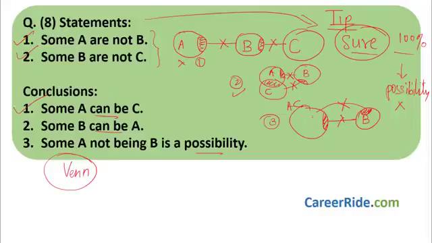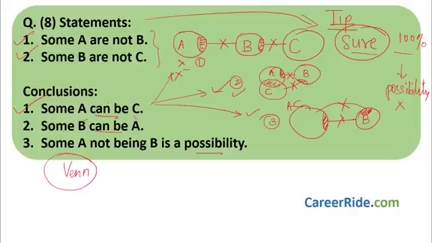Again over here, logically, this is a correct Venn diagram. We can use it, right? After that, we have to see "some A can be C." This conclusion is not possible over here. This conclusion is possible over here. This conclusion is also possible over here. So one not possible, one possible. That means it is a valid conclusion. Same way, "some B can be A."